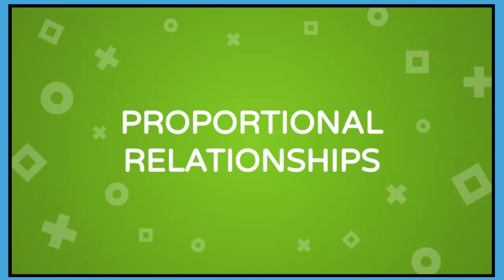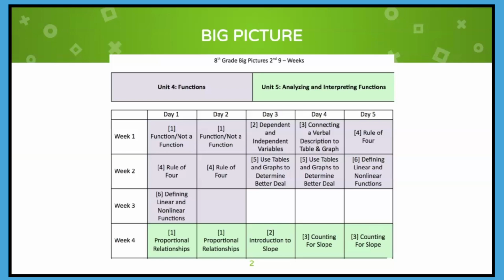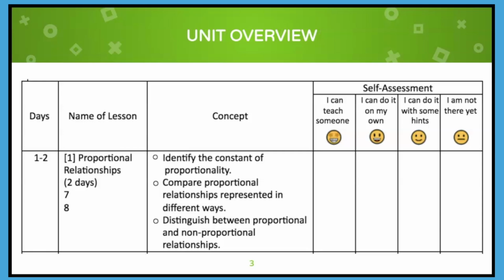In this video, I will preview the lesson Proportional Relationships. This lesson is lesson number 1 in Unit 5, and because it is in 2 blocks, it will take 2 days. In this lesson, students are expected to identify the constant of proportionality, compare proportional relationships represented in different ways, as well as distinguish between proportional and non-proportional relationships.